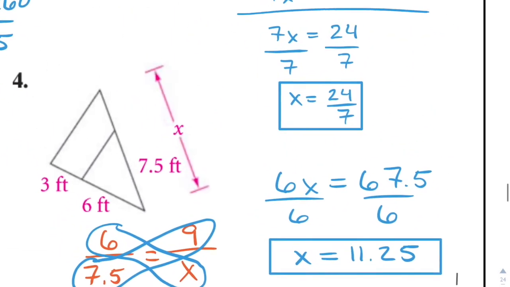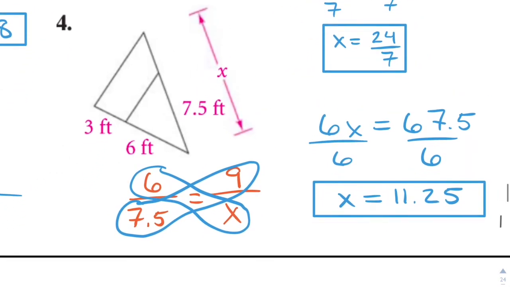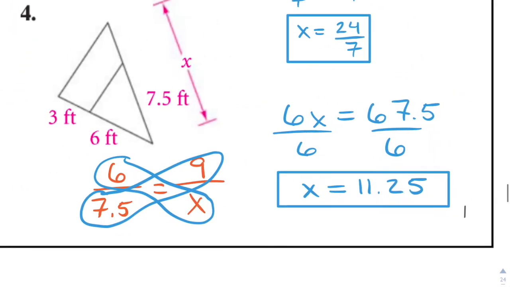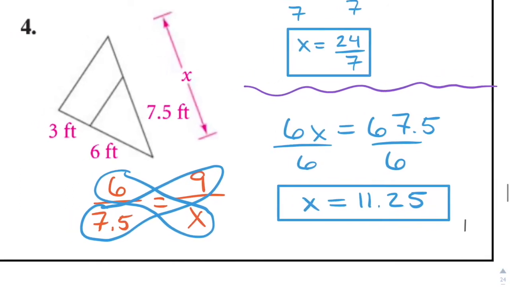And this last one is just below. I'll put a little divider in here. There we go. So this last one, you have 6. So this one, I stayed within the same triangle. So 6 is to 7.5 as 9 is to x. And from there, I found my cross products and solved and got 11.25.